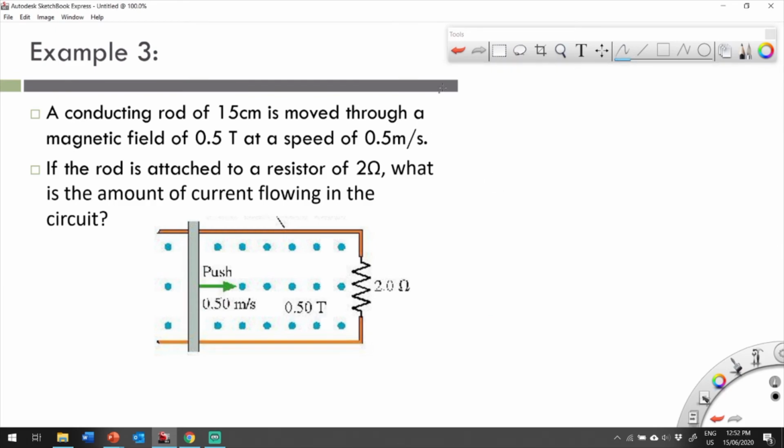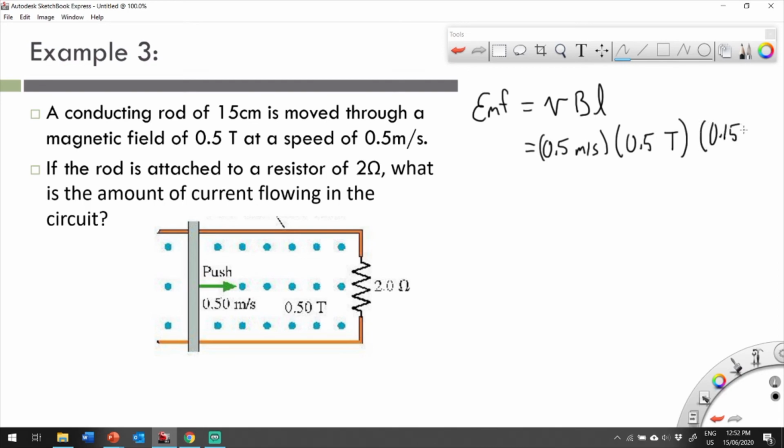Alright, so we'll start off with calculating the amount of EMF, because this will determine how much voltage is present in this particular situation. So we just use EMF is V times B times L. We're moving at a slow speed of 0.5 meters per second through our relatively large magnetic field of 0.5 Tesla, and we have a length of 15 centimeters. So altogether, this situation will generate the following EMF. So I get 0.375 volts.